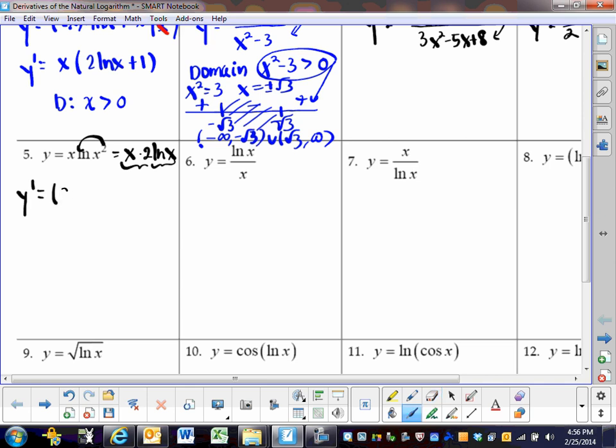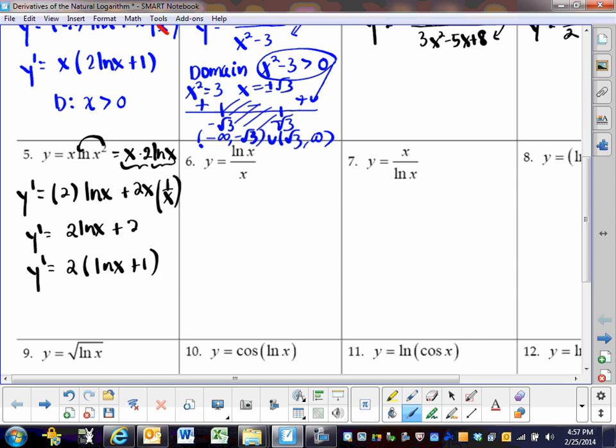So I would rewrite problem 5 as x times, the power would come down, 2 natural log of x. So I still have a product, but I have a much easier product to do. So the derivative is the derivative of 2x, keep the natural log, plus keep the 2x, and the derivative of natural log is 1 over x. So now my derivative is 2 natural log of x plus 2, or 2 parentheses natural log of x plus 1.